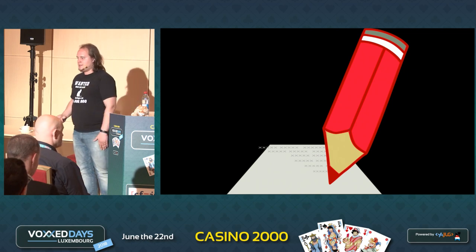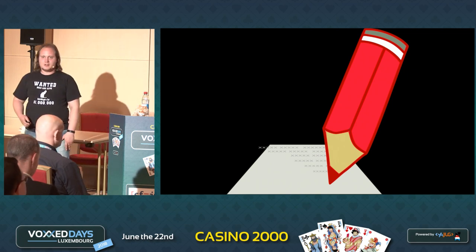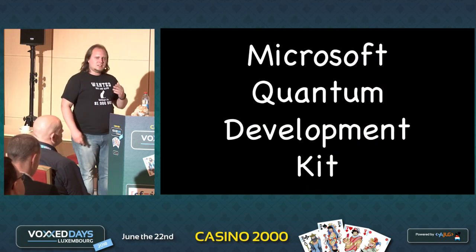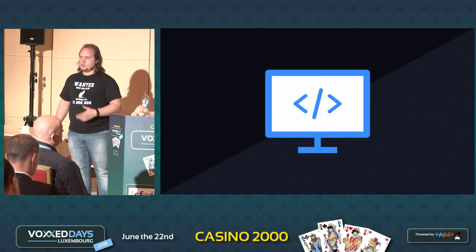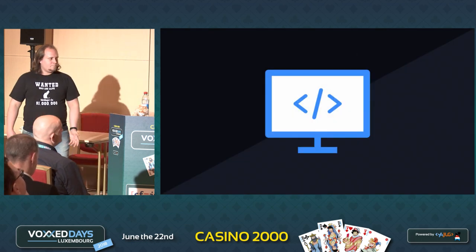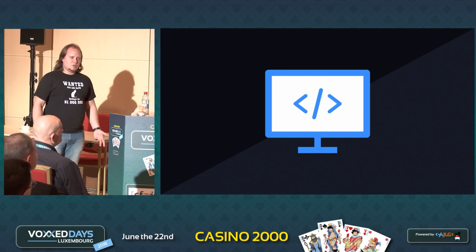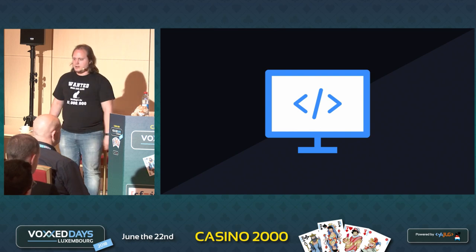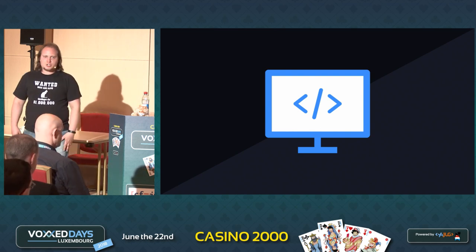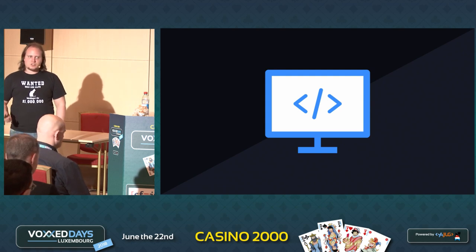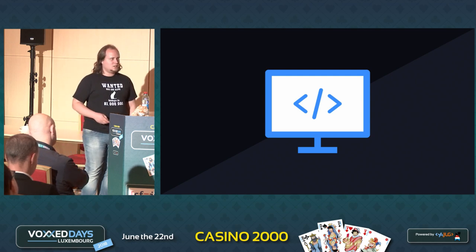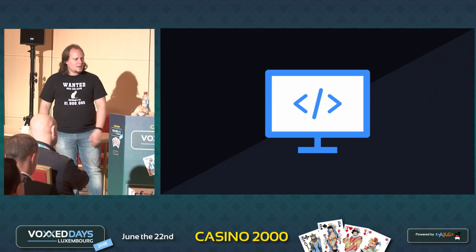Let's continue with the next project you can start using right now, and that's the Microsoft Quantum Development Kit. So this is going to be much closer to code that you are used to than what we just saw. Microsoft published the Quantum Development Kit originally late last year, and then in spring this year, they published it for Linux and macOS, which they hadn't done originally. So it's available to all of you, no matter what operating system, at least of the big three, you're using.